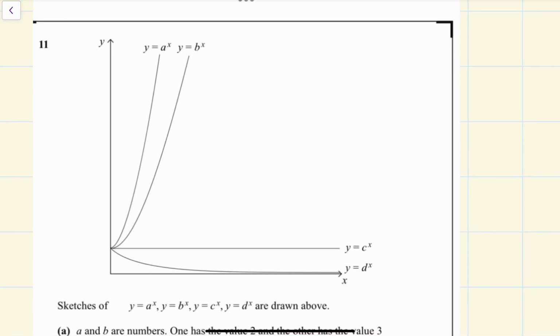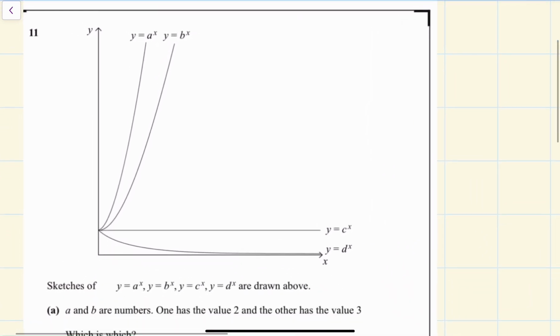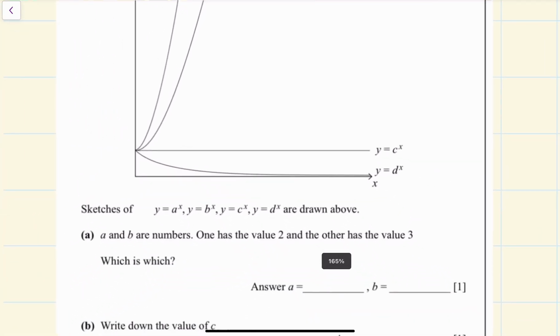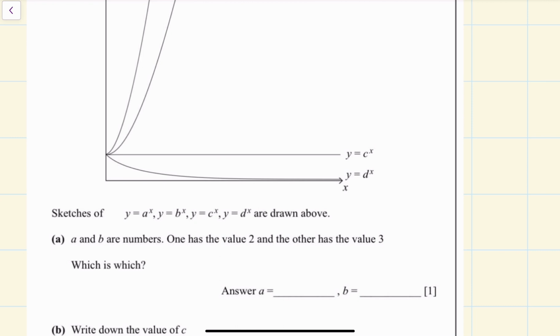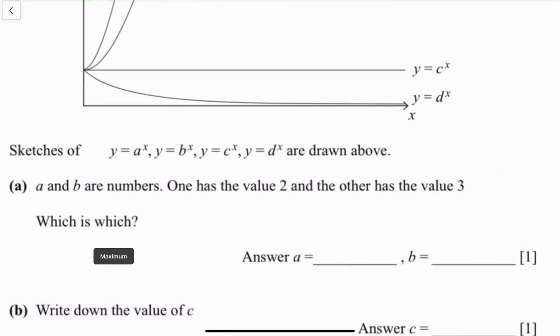Okay, this is a question from CCA M8 exams, question 11 on the paper, and it says you've got sketches of graphs y equals a to the power of x, y equals b to the power of x, y equals c to the power of x, and y equals d to the power of x drawn above. A and B are numbers. One has a value of 2 and the other has a value of 3.